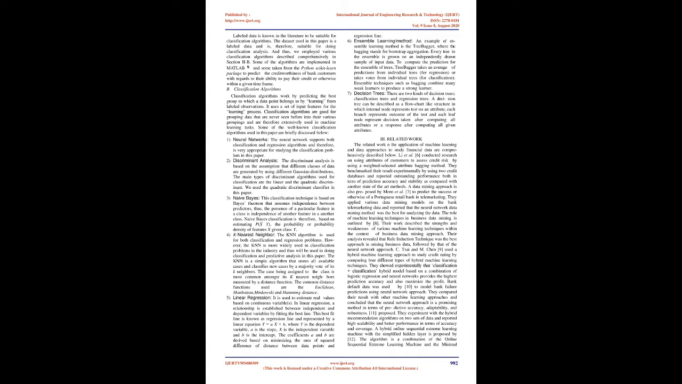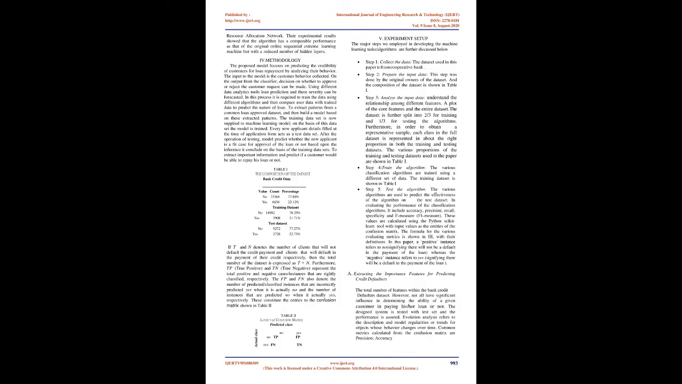5. Linear regression. It is used to estimate real values based on continuous variables. In linear regression, a relationship is established between independent and dependent variables by fitting the best line. This best fit line is known as the regression line and is represented by a linear equation y equals ax plus b, where y is the dependent variable, a is the slope, x is the independent variable and b is the intercept. The coefficients a and b are derived based on minimizing the sum of squared difference of distance between data points and the regression line.